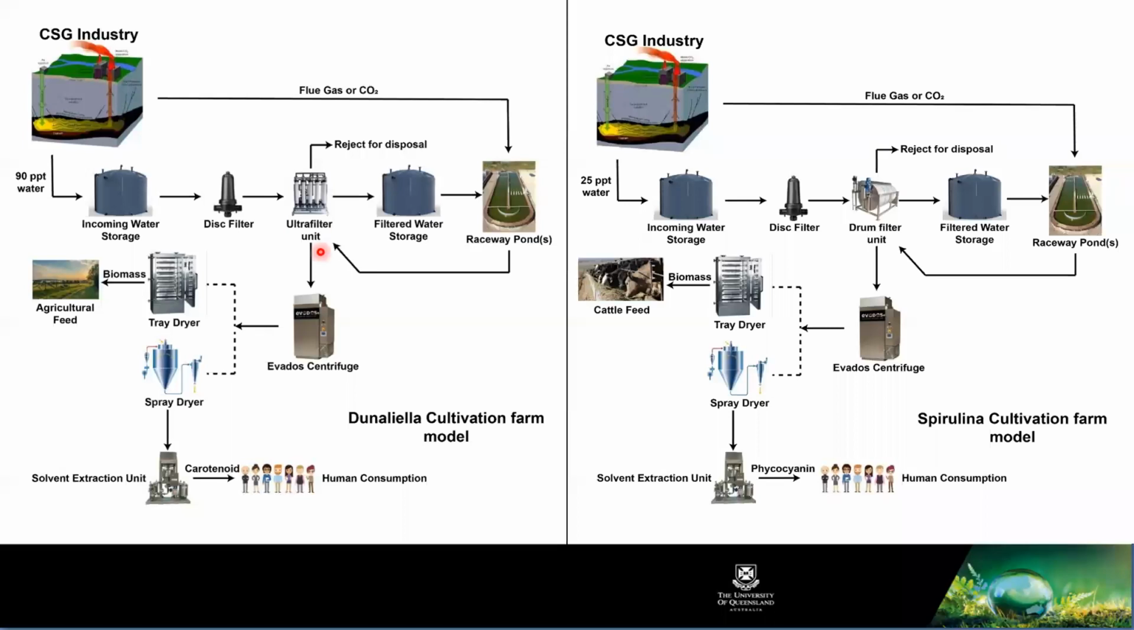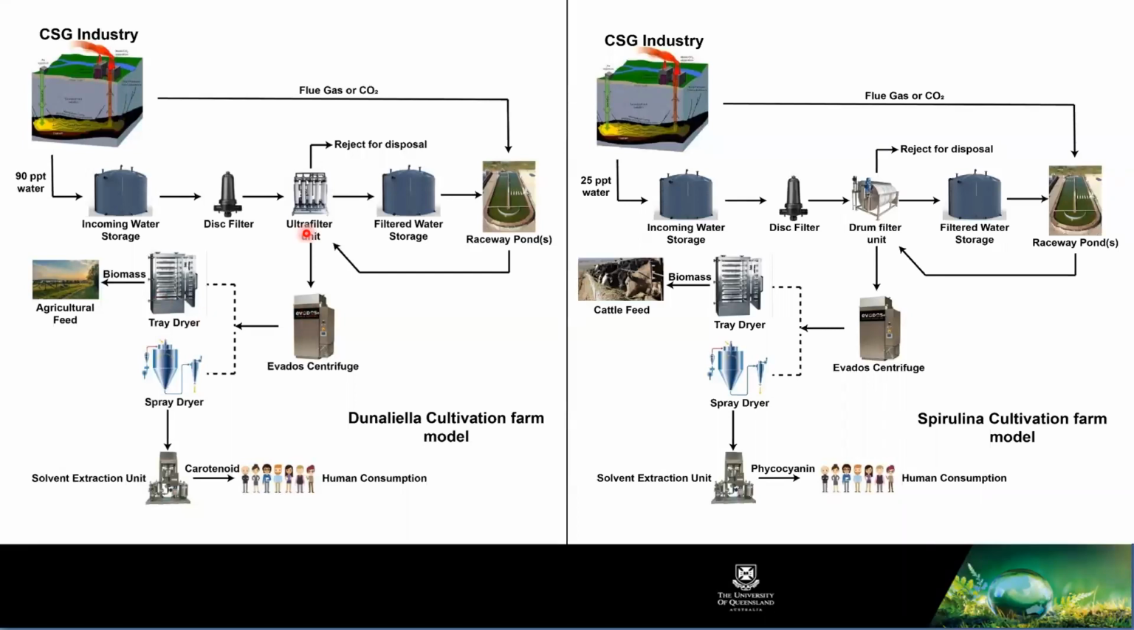Okay, so this system can also be used for harvesting purposes. What happens? The concentration of solids in the raceway pond where the algae is growing is 0.05%. So we want to increase that to at least 5% using the ultrafiltration system. Again, we need to further increase it using a centrifuge system up to 25%. And then it goes to the tray dryer.